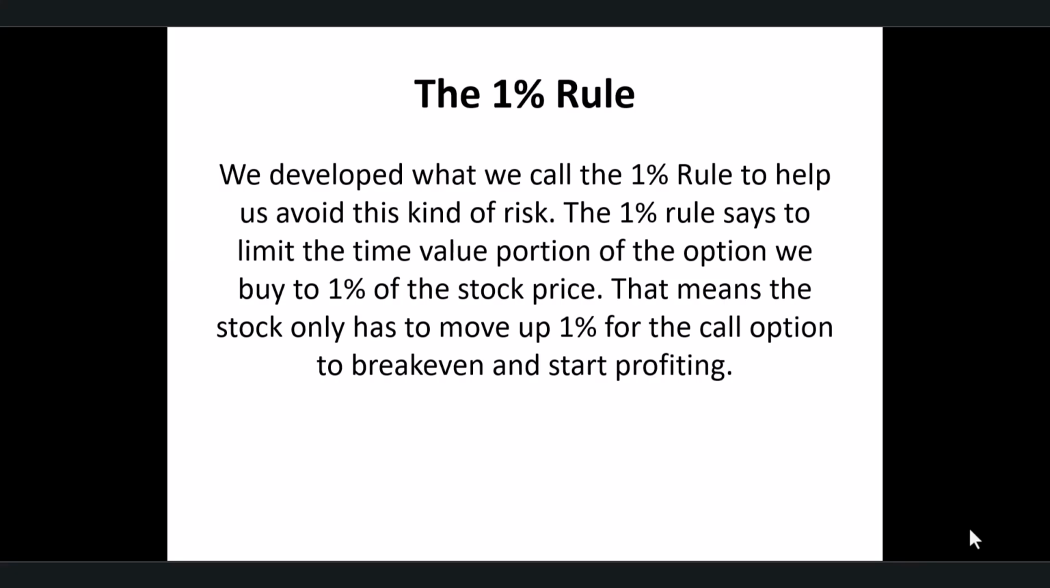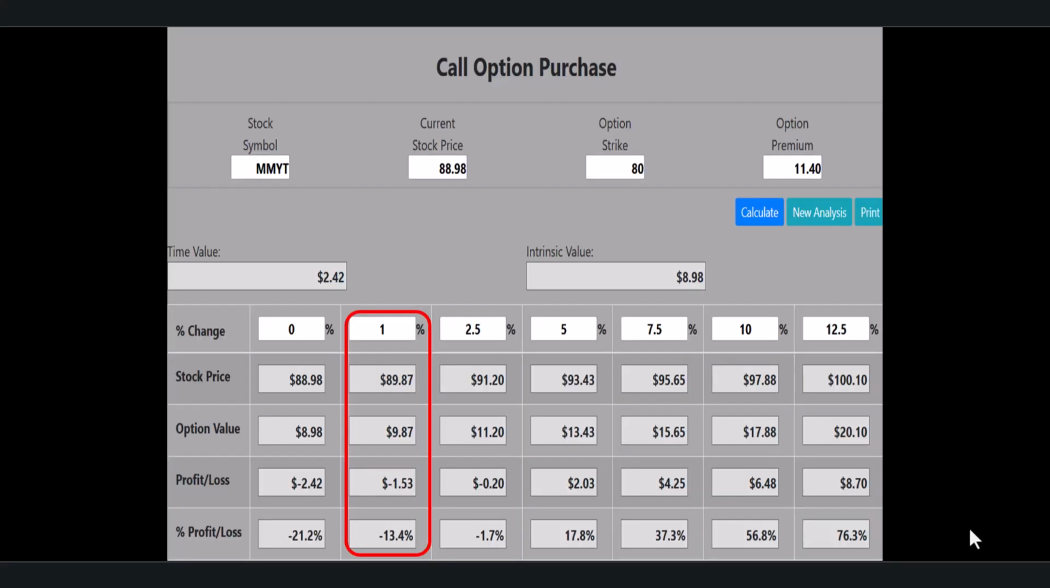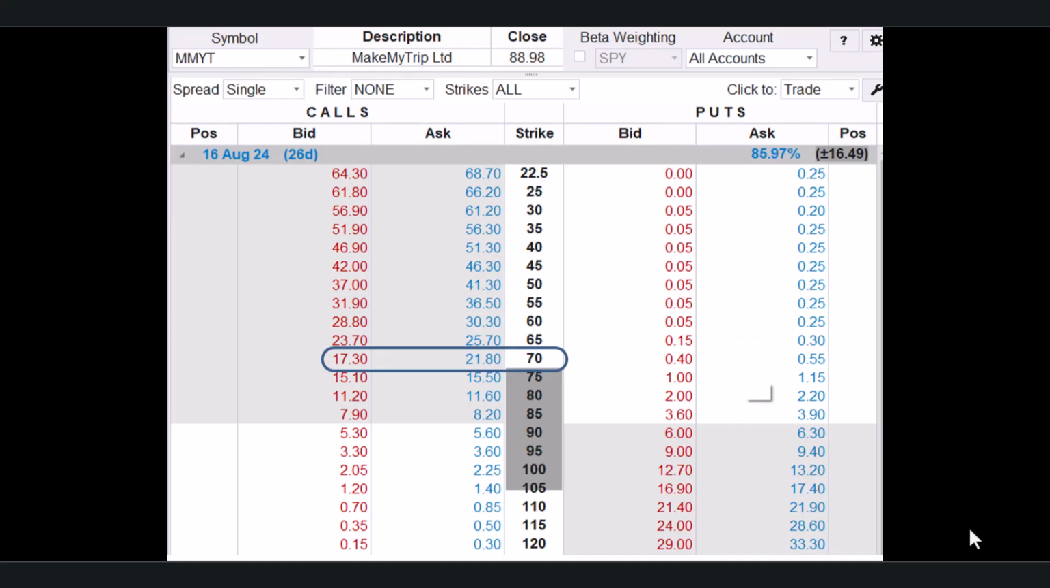Now let's take a look at buying the 80 strike call to see if it qualifies for the 1% rule. Here's the call option calculator picture for the 80 call. According to the 1% rule, we want the call to at least break even if the stock price is up 1%. The calculator picture shows that if the MMYT stock price is up 1%, the 80 call will lose 13.4% of its value. We want that to be break even or better, so the 80 call does not meet our requirements. Let's see if the 70 call will work.